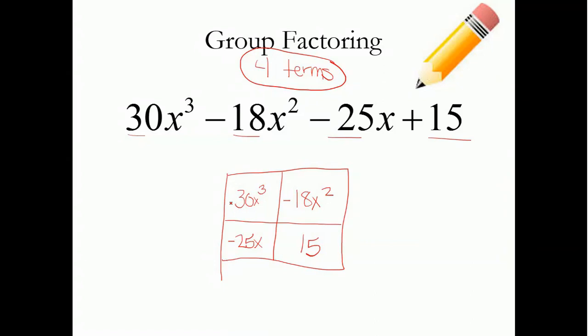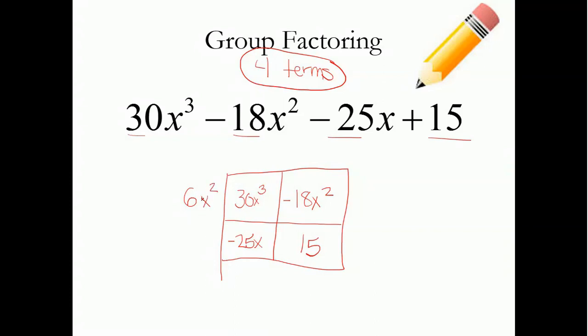Well, they share 2. They share 3. What about 6? They both share a 6. Let's see if 6 is going to work. Now, how many x's? These guys have 3 x's. This guy has 2 x's. So they both share 2 x's, right?